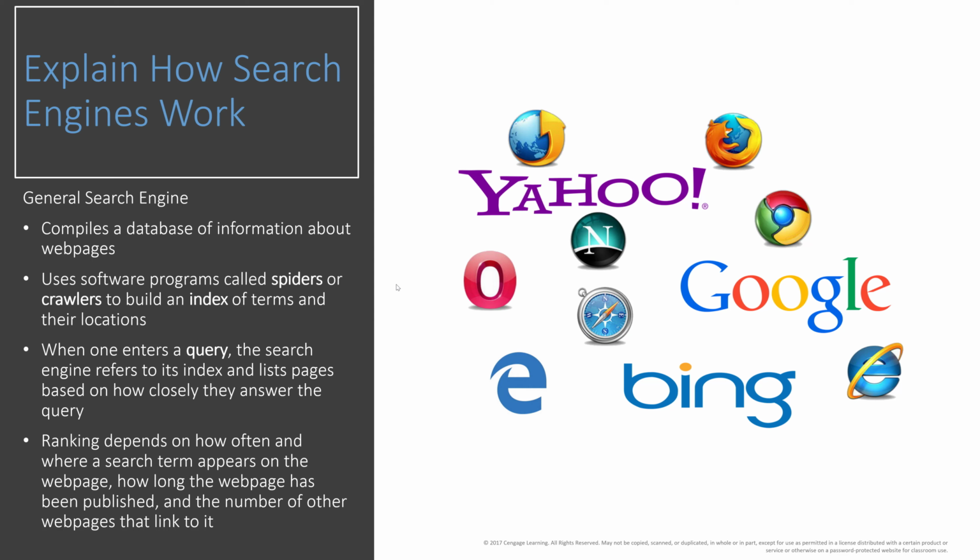So what happens is that a search engine compiles a database of information about web pages, and it is really that database that we're searching. When we go out and Google something, it's not taking time to go through the whole internet. It is searching a database based on our key search terms and returning websites that have content related to our search. What happens is that these browser companies utilize software called spiders or crawlers or bots, robots is what they're sometimes called, to build an index of terms and locations. So where is the data coming from?